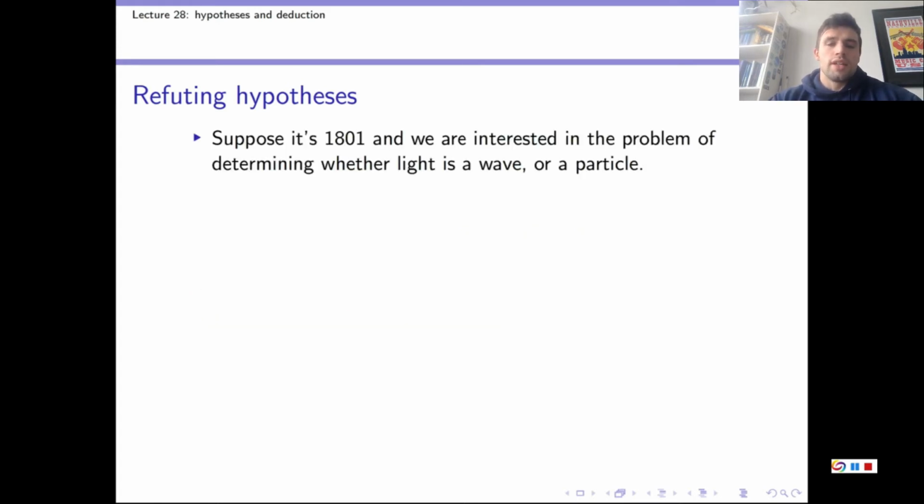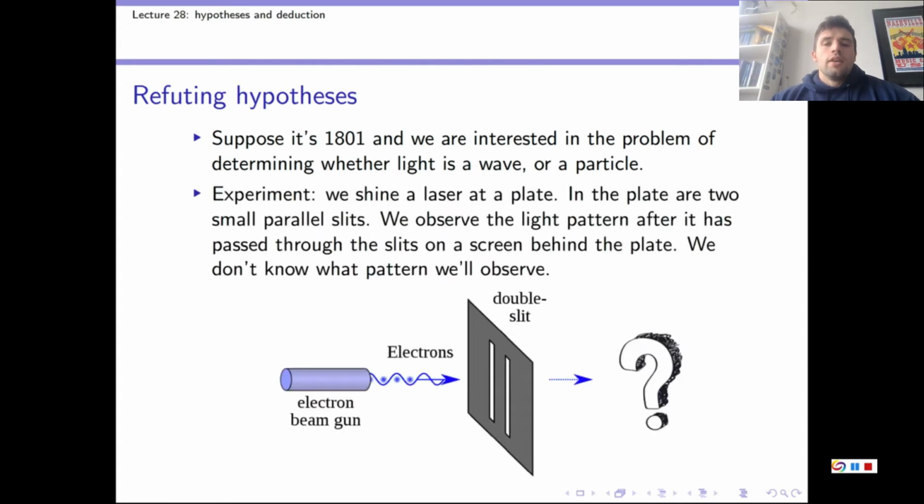So, suppose it's 1801 and we're interested in the problem of determining whether light is a wave or a particle. We've done a bunch of research on things that behave like particles and things that behave like waves, and we can predict the behavior of each reasonably well. We don't know whether light is a wave or a particle though. So we set up an experiment as follows.